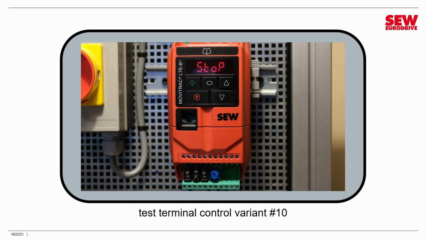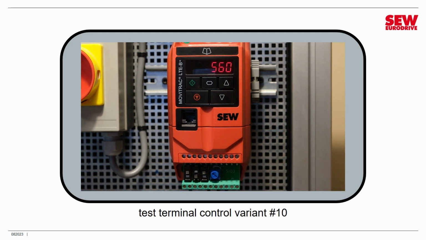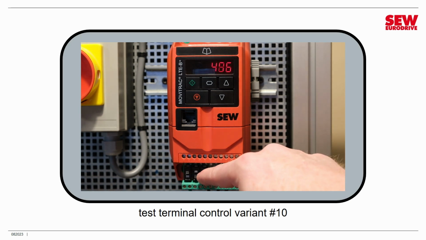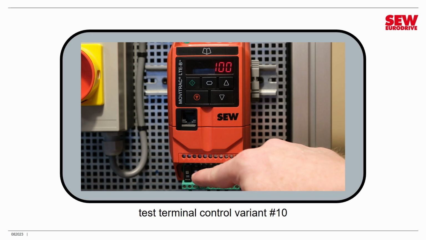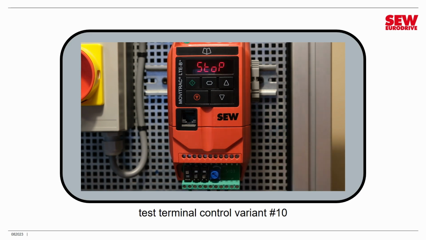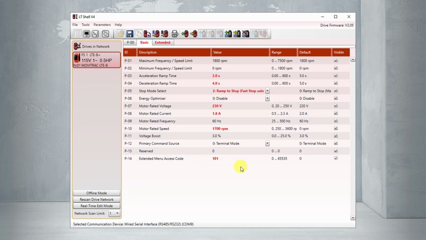You can see it stopped the drive. I can restart it. I can switch to the preset speed, which is 100 RPM. I can stop it, I can restart it, and I can stop it. All right, well, we can see that that worked just fine. So now we're going to try the other push button variant.